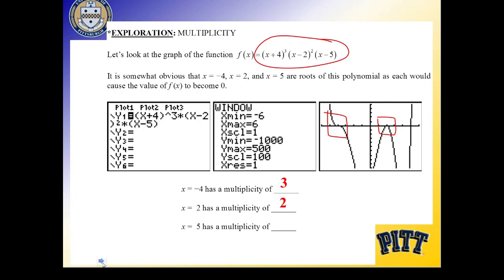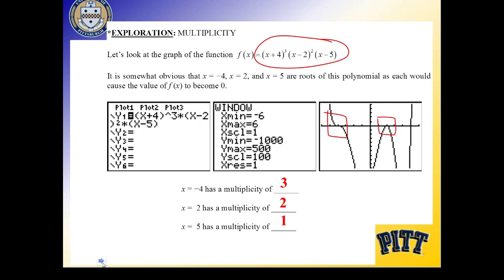So multiplicity of 2, which means that 2 would count as 2 separate roots, and of course 5 has a multiplicity of 1. The graph just passes through there. It doesn't do any flattening. It doesn't become tangent. So that would account for all 6 roots. Negative 4 counts as 3 of them, 2 would count as 2 of them, and 5 would count as the last one, therefore giving you a grand total of 6.